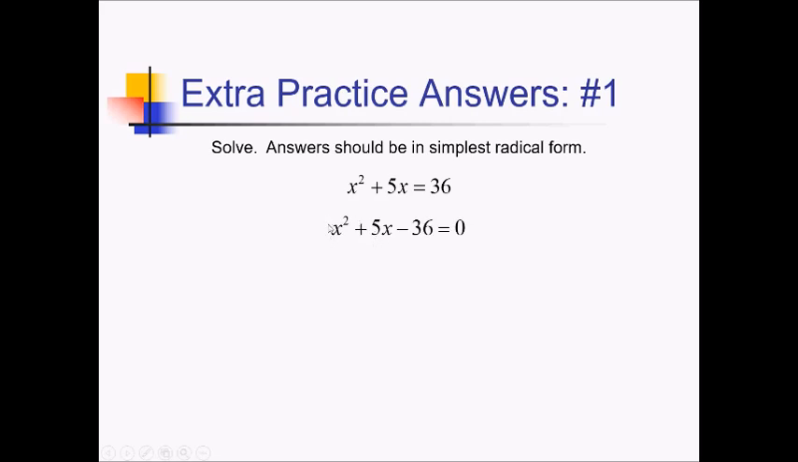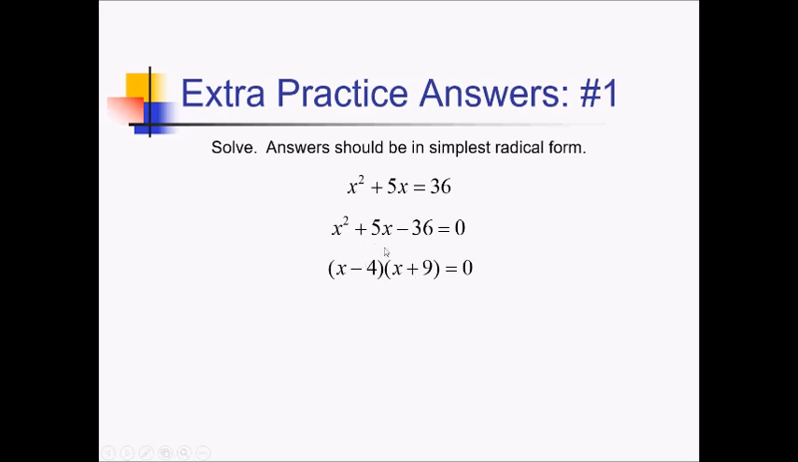We have an a value of 1, so I can at least try. Are there factors of negative 36 that add up to 5? Well, let's see here. We've got 1 and 36. No. 2 times 18 doesn't work. 3 and 12 doesn't do it. How about 4 and 9? If I have negative 4 and positive 9, that adds up to 5. So I'll split this up into x minus 4, x plus 9.